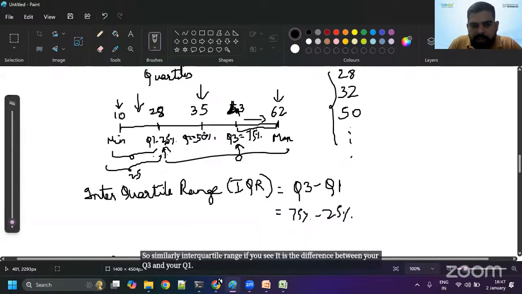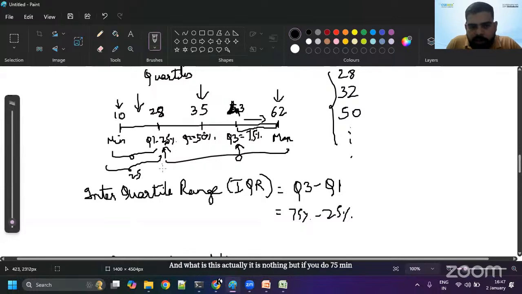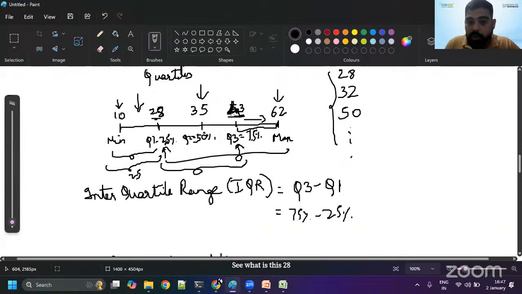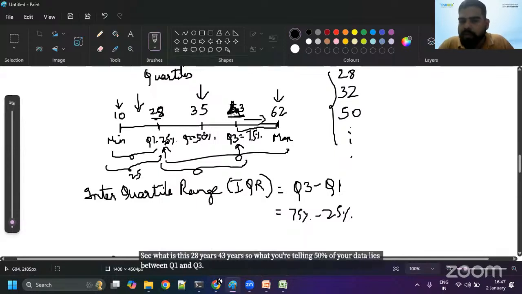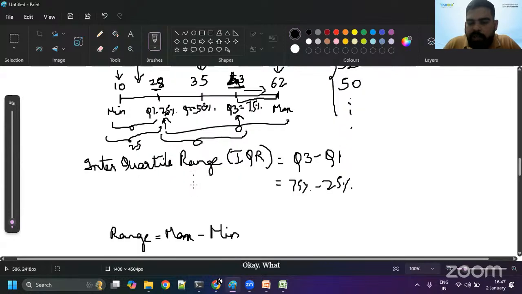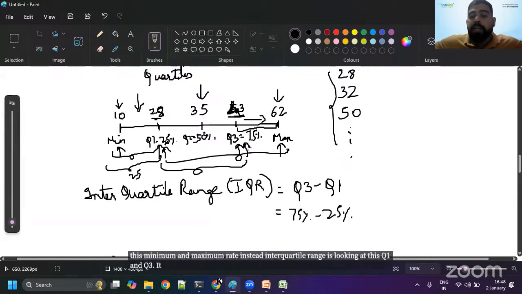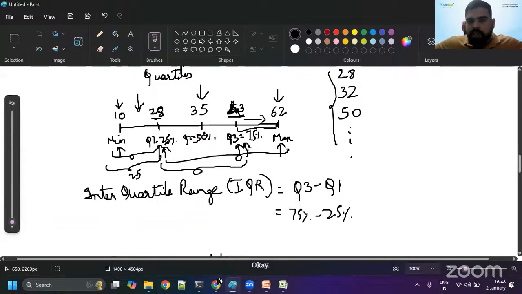And what is this actually? If you do 75 minus 25, basically 50% of your data lies between 28 and 43 years of age. See, 28 years, 43 years. So what you're saying is, 50% of your data lies between Q1 and Q3. What is IQR? IQR is like a standard deviation, but only of the center 50% of your data. Instead of range looking at the minimum and maximum, the interquartile range is looking at Q1 and Q3. It is not looking at the extreme ends.